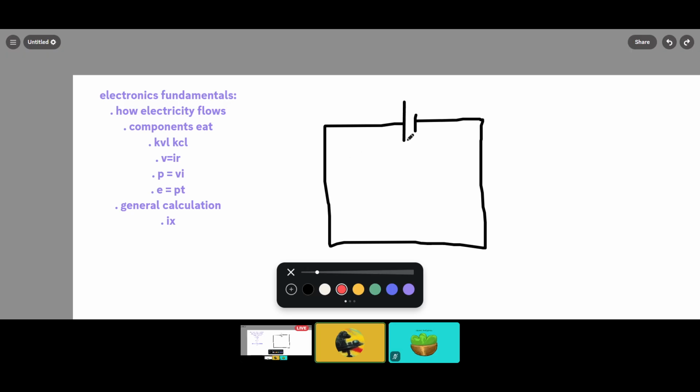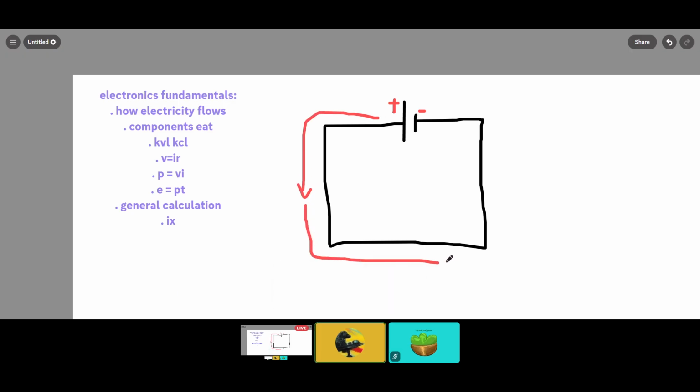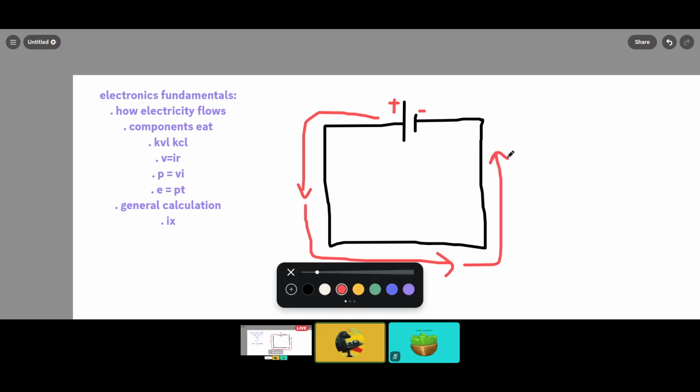So in this battery, there is positive, which is here on this longer side, and negative, which is on this shorter side. As I just mentioned, current flows from positive to negative. So it flows like this in an anti-clockwise way.